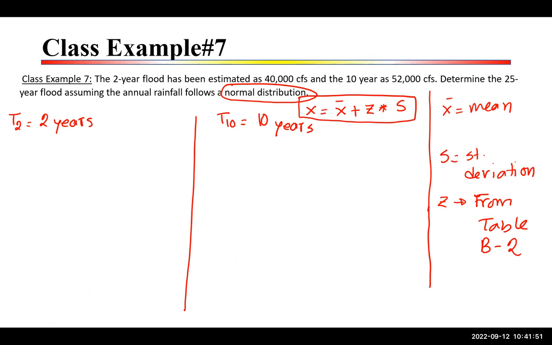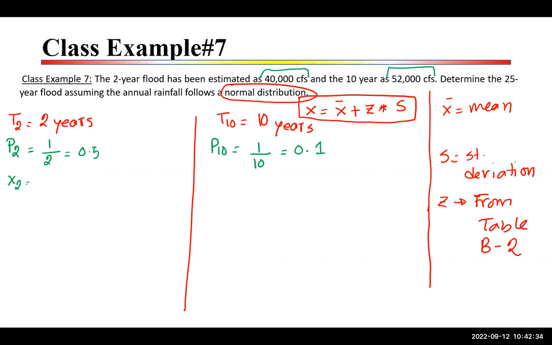Once we know the T, what is the next thing we can do very easily? If we know the return period, we can find the probability, right? 1 over T. It's just vice versa. If we know the probability, we can find the return period. If we know the return period, we can do the probability. So that's what I will do. P2 will be 1 over 2, equals what? This one is 0.5 and this one is 0.1.